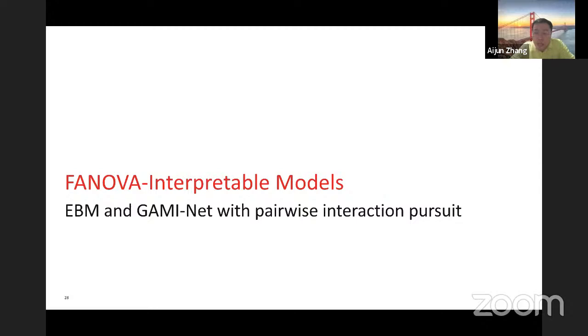First of all, let's explain FANOVA. We actually have two different model examples. One is EBM from Microsoft. It is a really good one. And we developed another one, GAMI-Net. I will introduce both of them. Both methods have main effects plus pairwise interactions pursued. By pursued, I mean some optimization happening.